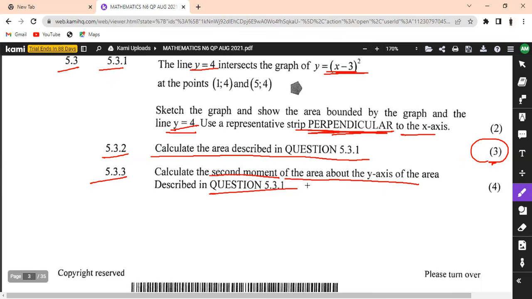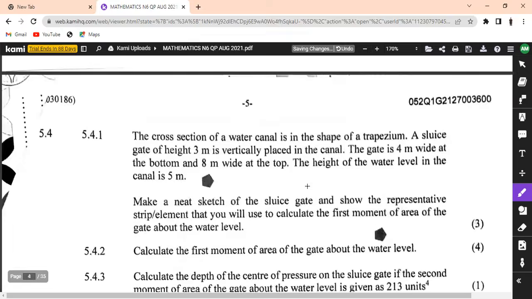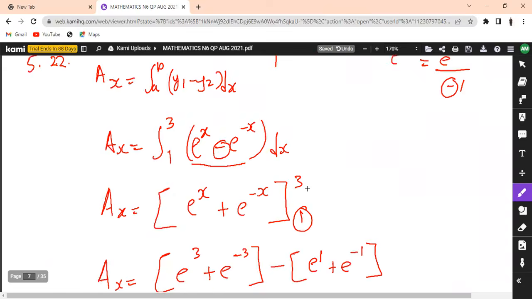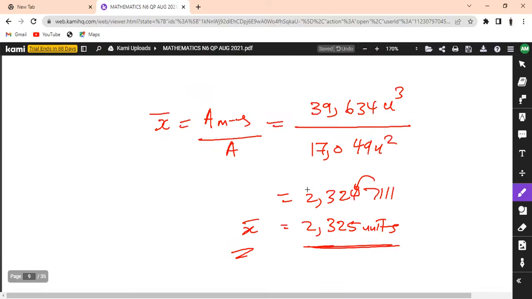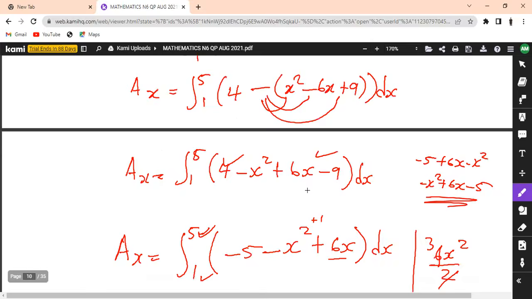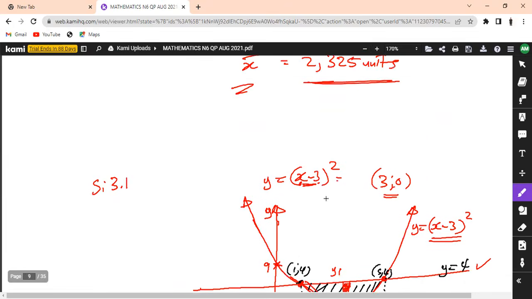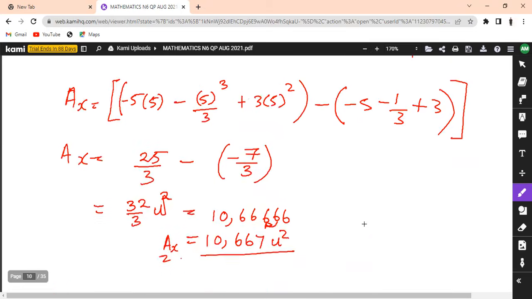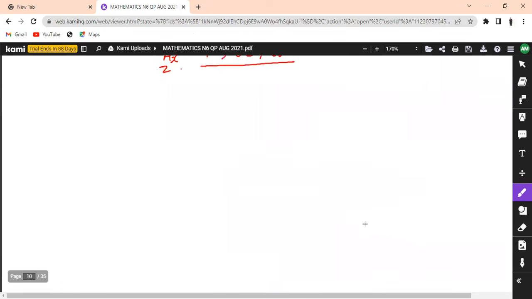So take note, guys, we are working with the second moment of area, which is I. Let me just write it down: second area moment. Let's check our graph first. We've got two graphs here in between and the representative strip with respect to x. So which means our second area moment is going to be 5.33.